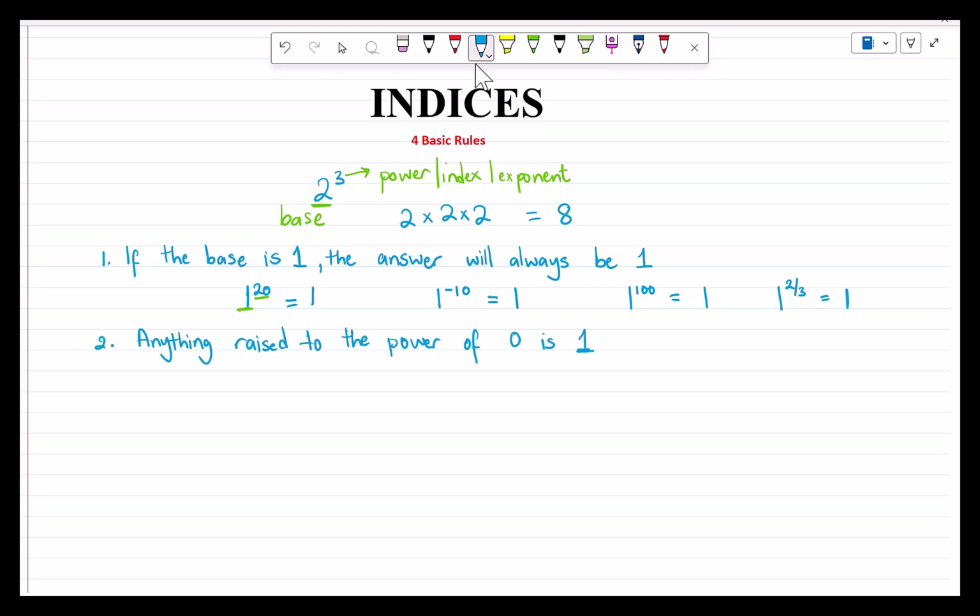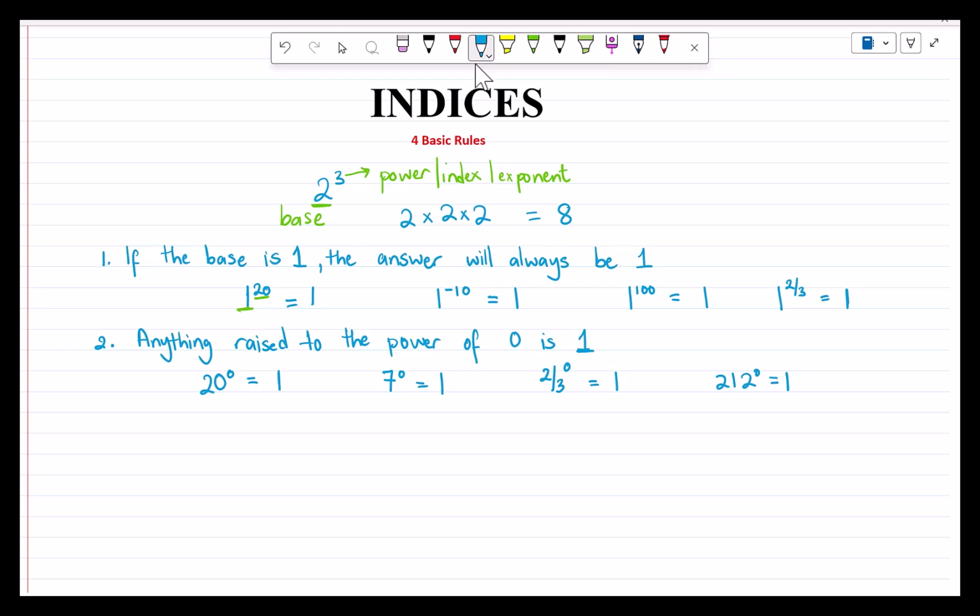And then rule number 2, anything raised to the power of 0 is equal to 1. If we have, for example, 20 to the power of 0, we have our answer as 1. And if we have 7 to the power of 0, our answer would be 1. The same if we have a fraction, for example, 2 over 3 to the power of 0, our answer would be equal to 1. Even if we have 212 to the power of 0, our answer will always be 1. So anything raised to the power of 0 is equal to 1.